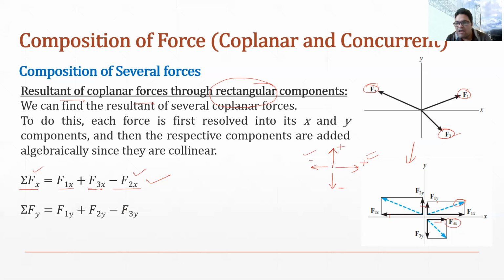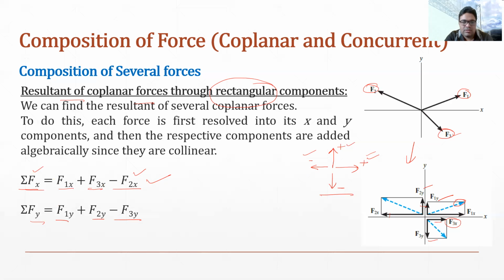Now you can see F1y and F2y are both upward, so they are considered positive. Similarly, the direction of F3y is downward, so I have taken that as negative. Please remember this sign convention: upward force and rightward force are considered positive, and downward force and leftward force are considered negative. On the basis of this sign convention, we find the summation of forces along the x-axis and along the y-axis.